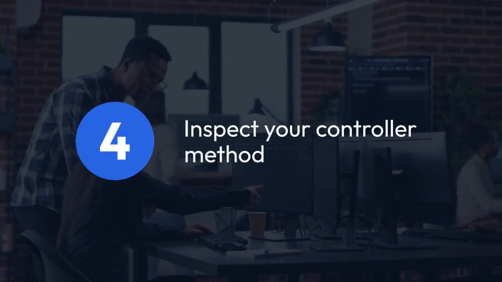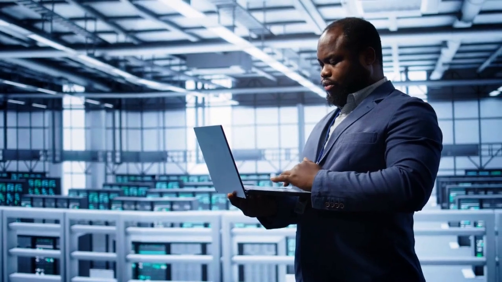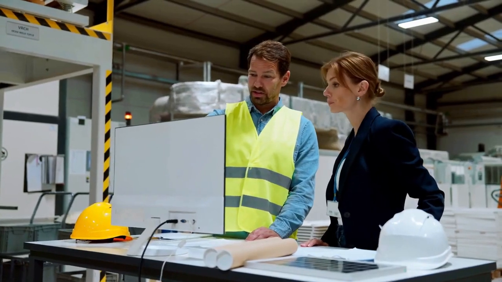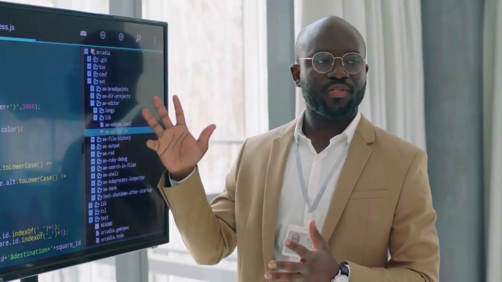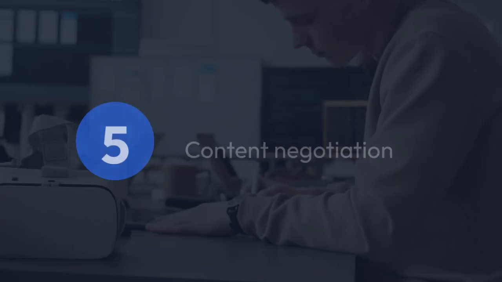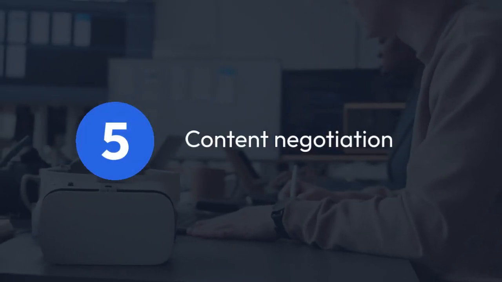4. Inspect your controller method. Carefully examine the return type of your controller method. Is it correctly specified? If you're returning a custom object, ensure it's correctly annotated with @Data, or @Getter and @Setter using Lombok or equivalent, so Jackson can correctly serialize it. Check for any typos or inconsistencies.